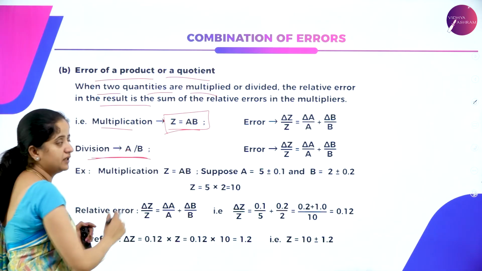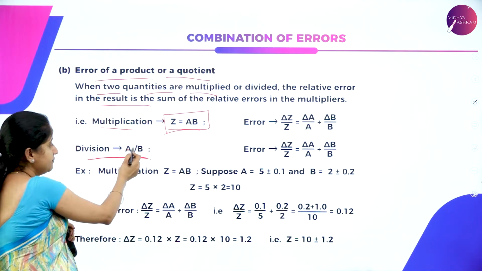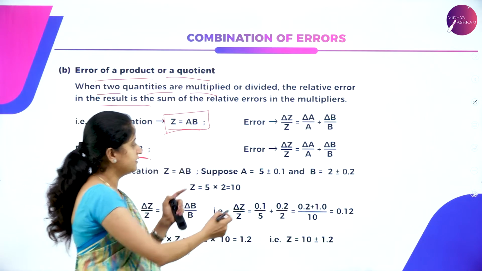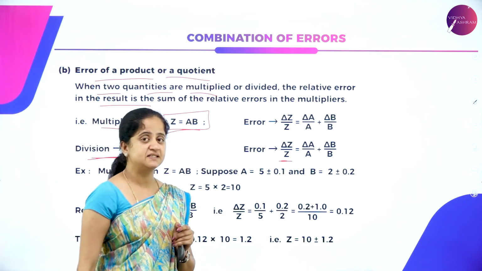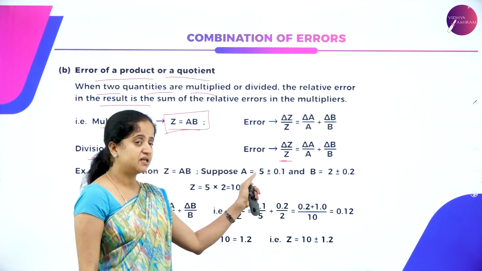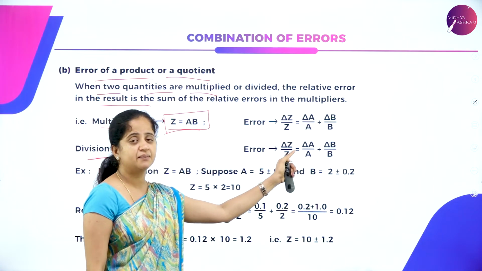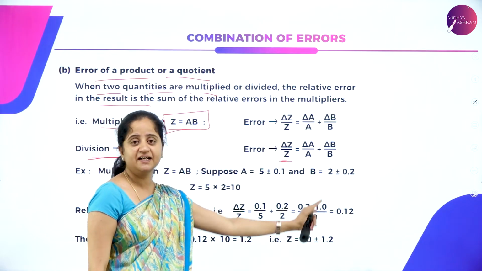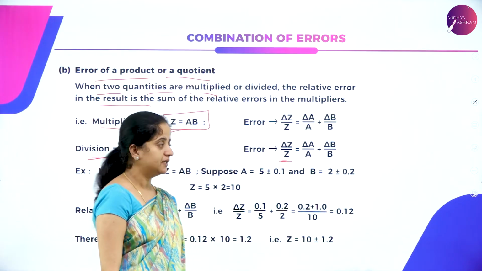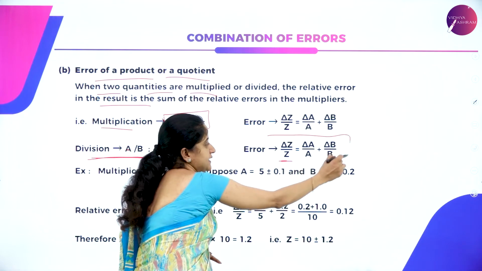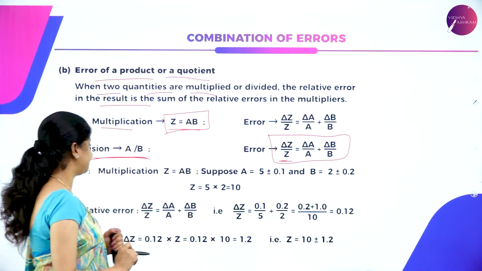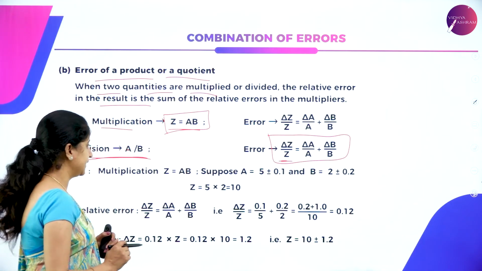That is in the case of multiplication. Let us now see what it is in division. A and B are the two quantities. I am dividing A by B, and the relative error in the final result, delta Z by Z, is equal to delta A by A, the relative error in the first quantity A, plus the relative error in the second quantity B. That is, delta Z by Z is equal to delta A by A plus delta B by B. So let us understand this by taking an example.